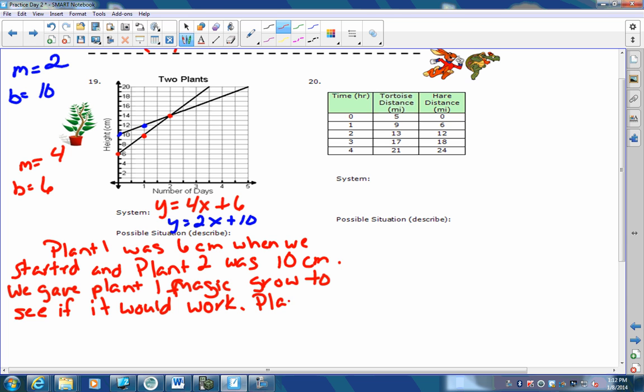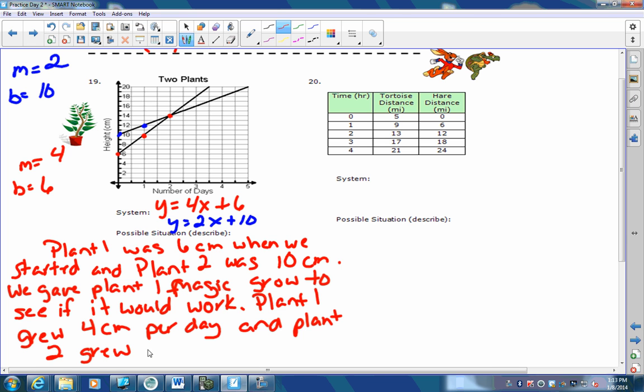Plant 1 grew 4 centimeters per day. And plant 2 grew 2 centimeters per day. I could then write, when were they the same height?